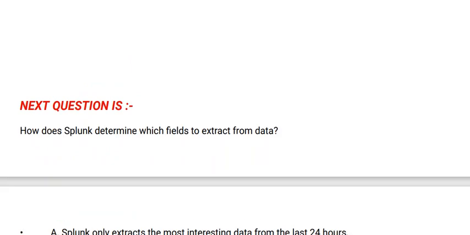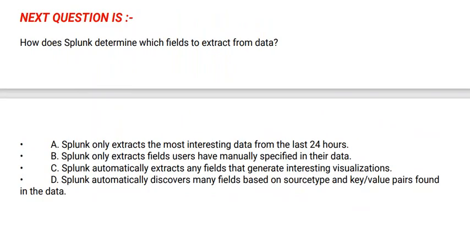Next question is, how does Splunk determine which fields to extract from data? Options are: Option A, Splunk only extracts the most interesting data from the last 24 hours. Option B, Splunk only extracts fields users have manually specified in their data. Option C, Splunk automatically extracts any fields that generate interesting visualizations. And option D, Splunk automatically discovers many fields based on source type and key or value pairs found in the data. The correct option is option D.